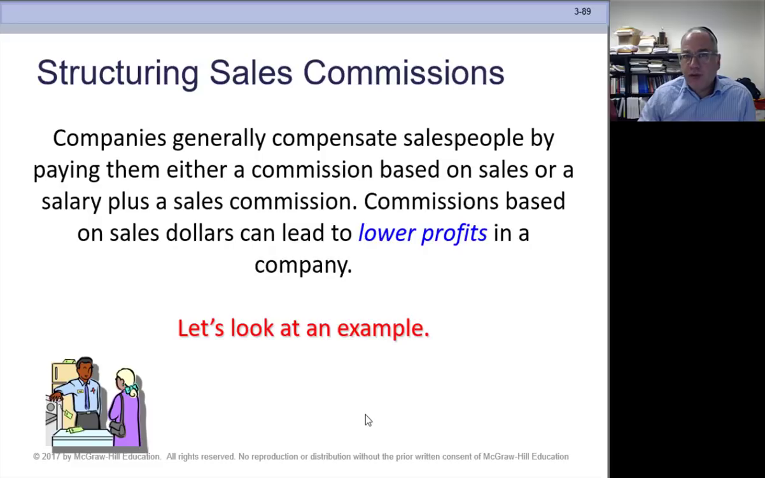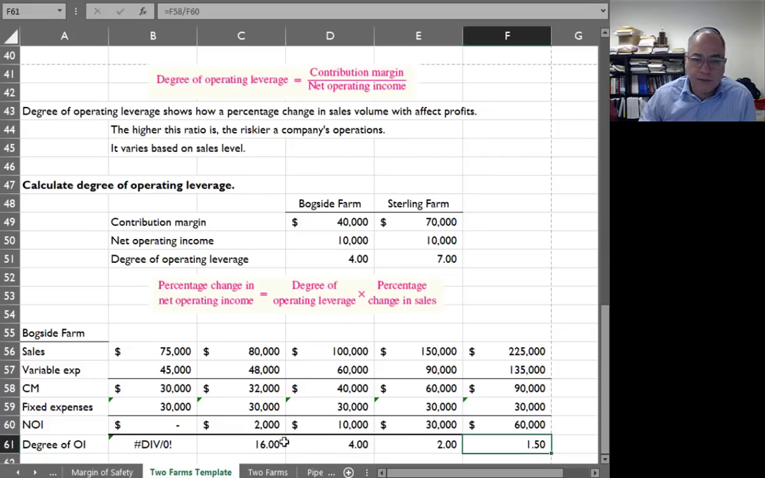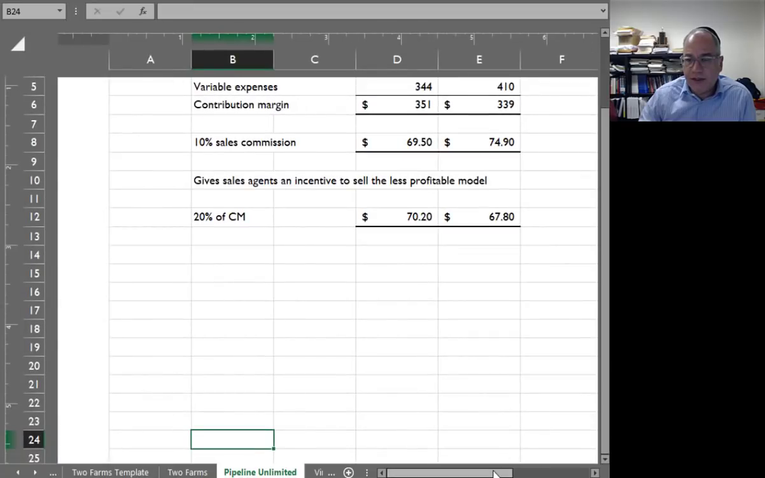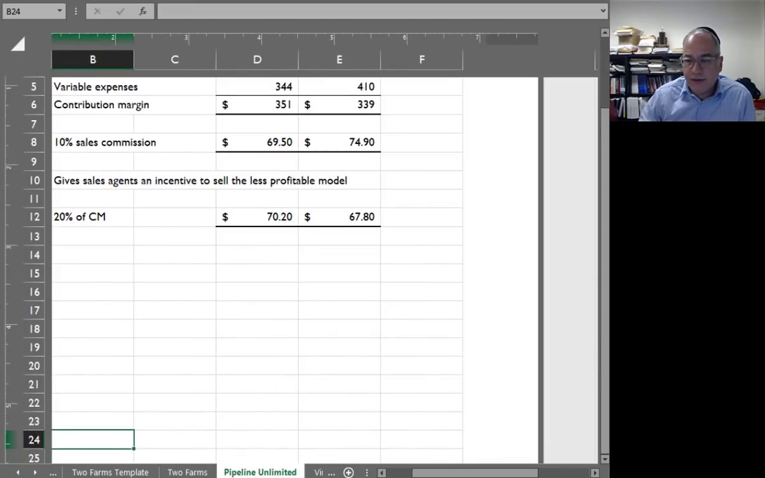This brings us to an interesting problem. Companies oftentimes compensate salespeople by paying them on a commission based on sales. And sometimes they could be giving salespeople an incentive to sell products that have lower profits. So as an example, consider here Pipeline Unlimited. And I don't have a template for this. I hope that doesn't bother you.